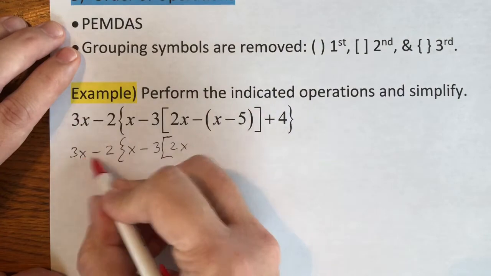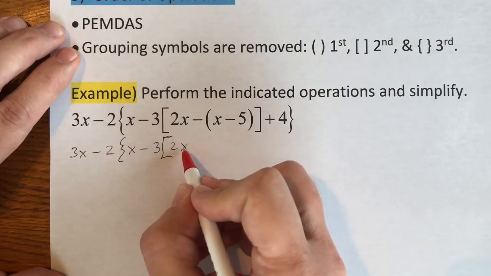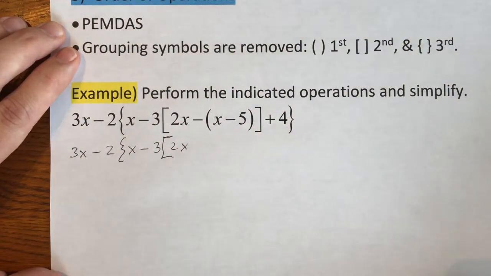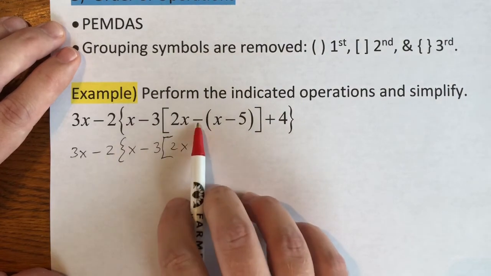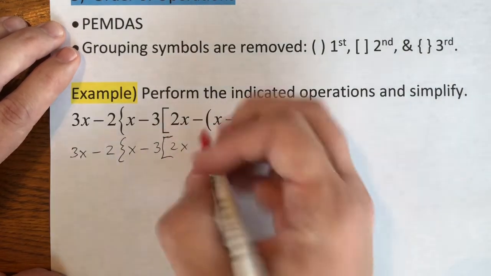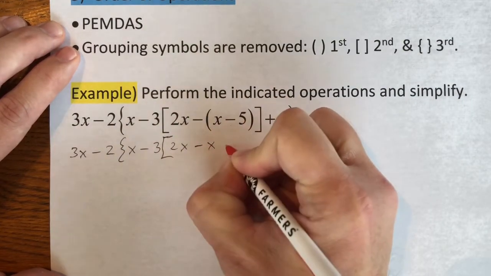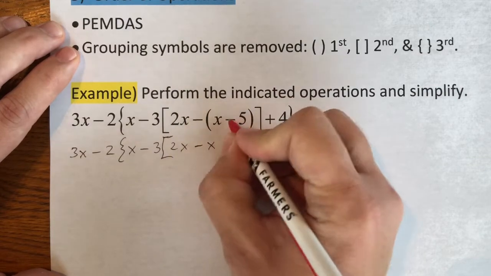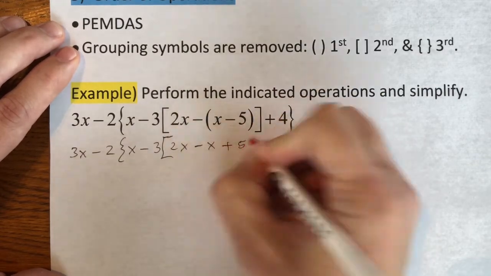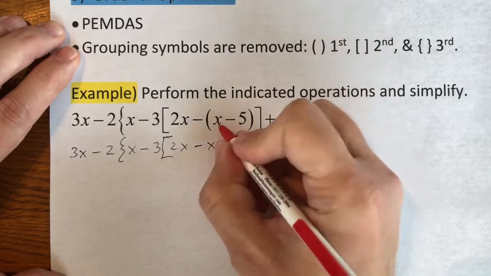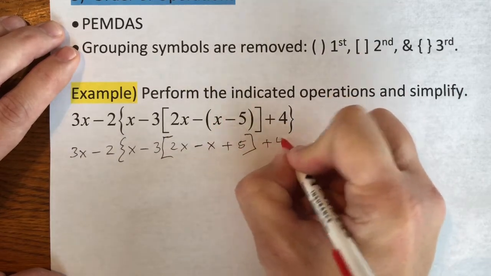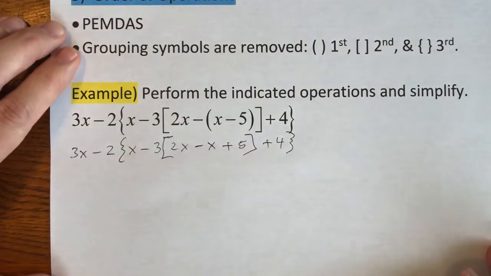All right, so I've rewritten everything exactly the same way as it was written initially. Now what I'm gonna do is distribute this negative through this quantity. So you get a negative x. What's a negative times a negative? Positive, positive 5. Okay? Note the parentheses are now gone. Okay, but everything else is the same.